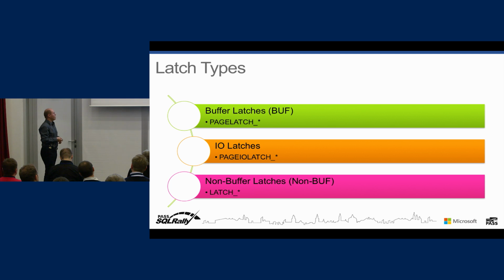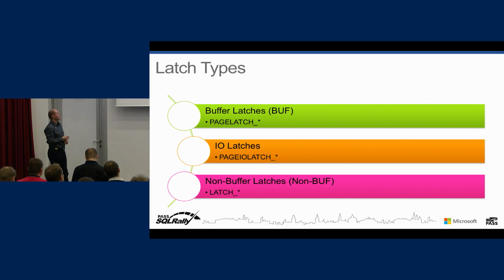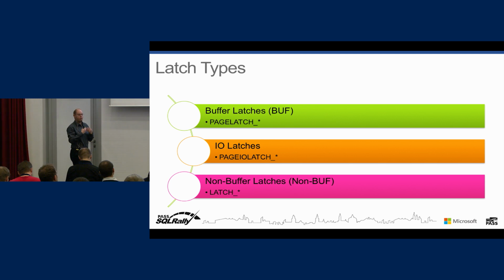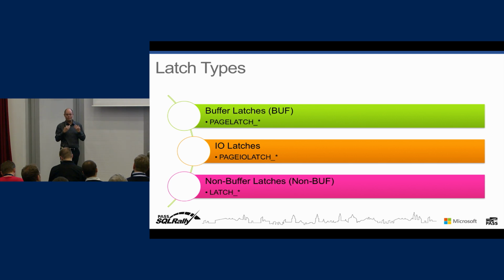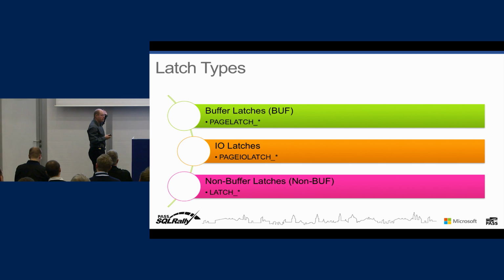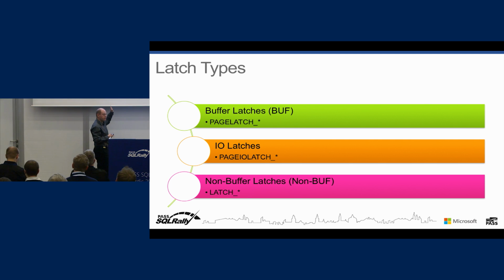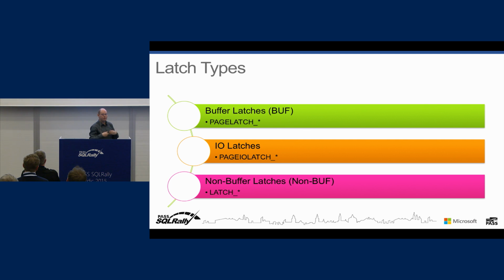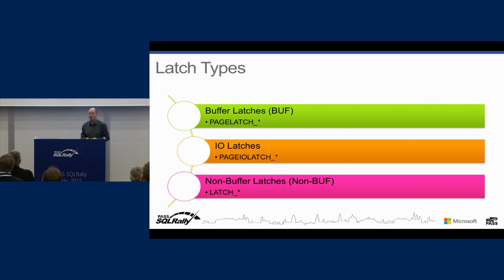And the third kind of latches that SQL Server implements are so-called non-buffer latches, and those are latches which are used by SQL Server to protect shared data structures, like the log manager when we are writing out to the transaction log. And the nice thing is, in SQL Server, that SQL Server keeps track on all three levels when we are waiting on those specific latches.